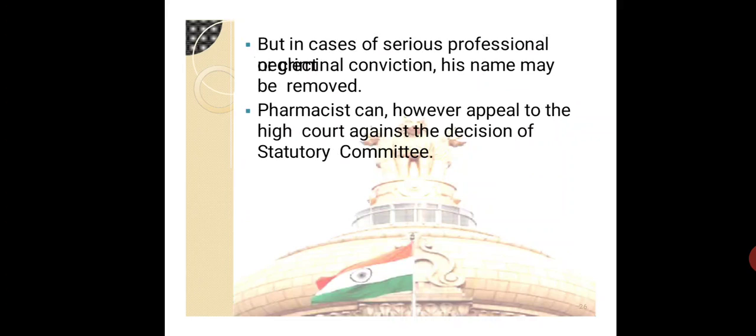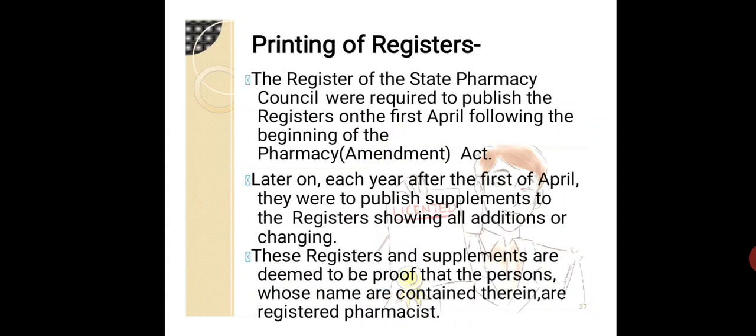After that, the pharmacist can however appeal to the High Court against the decision of the statutory committee. In case of serious professional misconduct or conviction, his name may be removed. After that, the pharmacist can appeal to the High Court against the decision of the committee. After that, printing of registers.